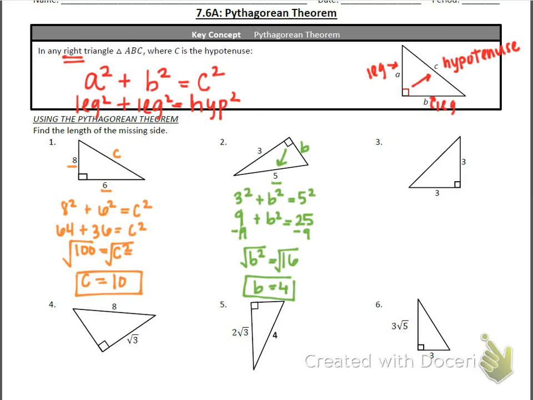So Jonah asked a really good question. What happens if what you get is an irrational number, meaning you can't take the square root of it? That's going to be like number 3, so let's do it really quick. What am I missing, guys? A leg or the hypotenuse? Hypotenuse. So let's label it C.